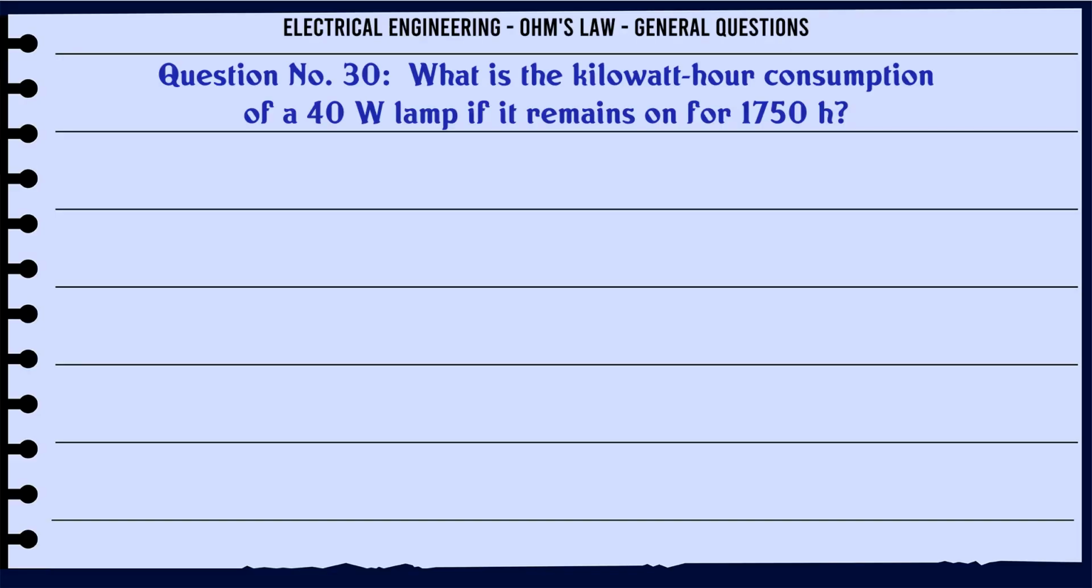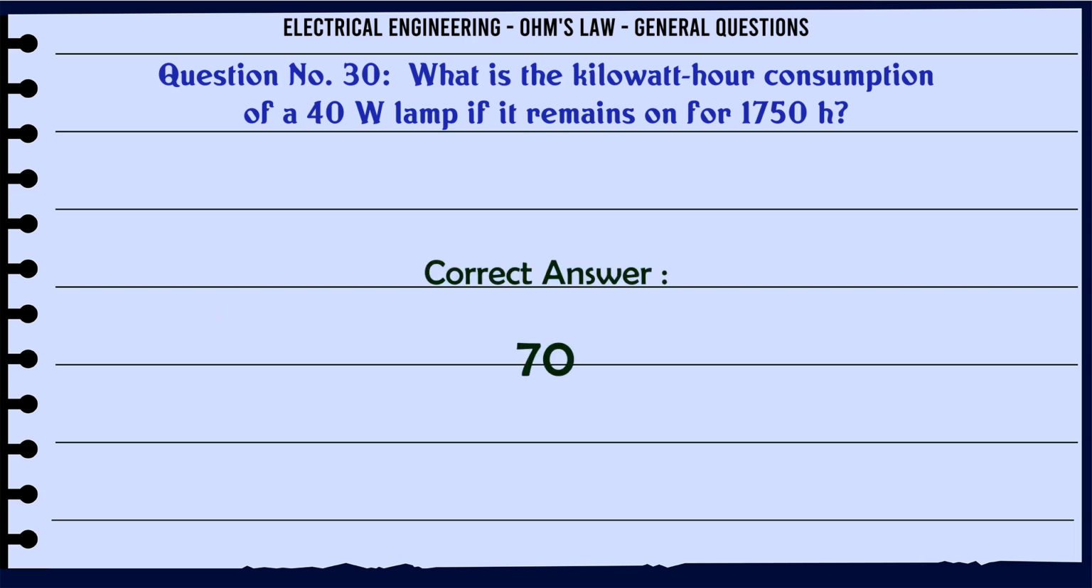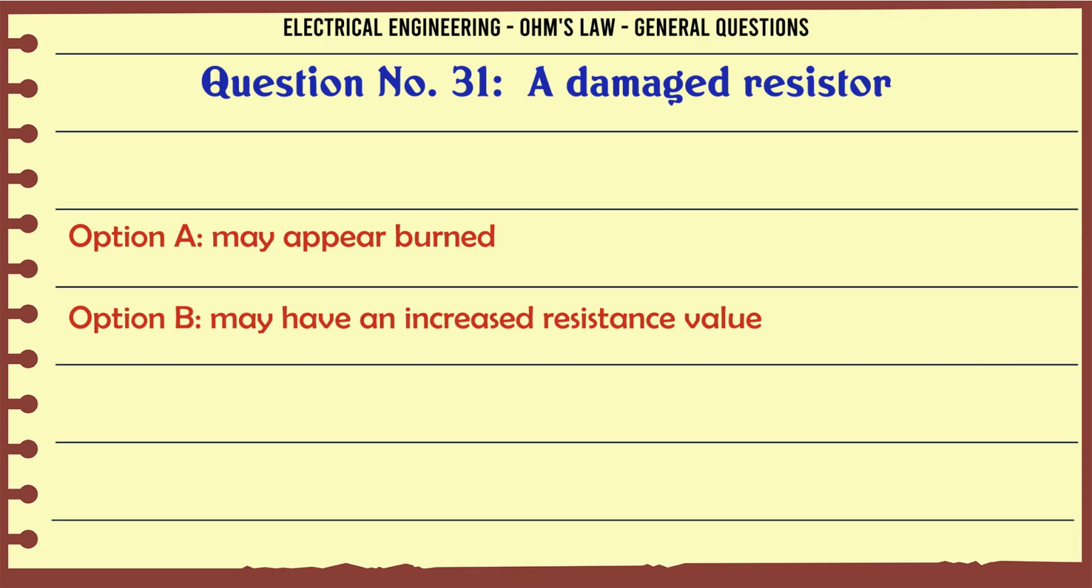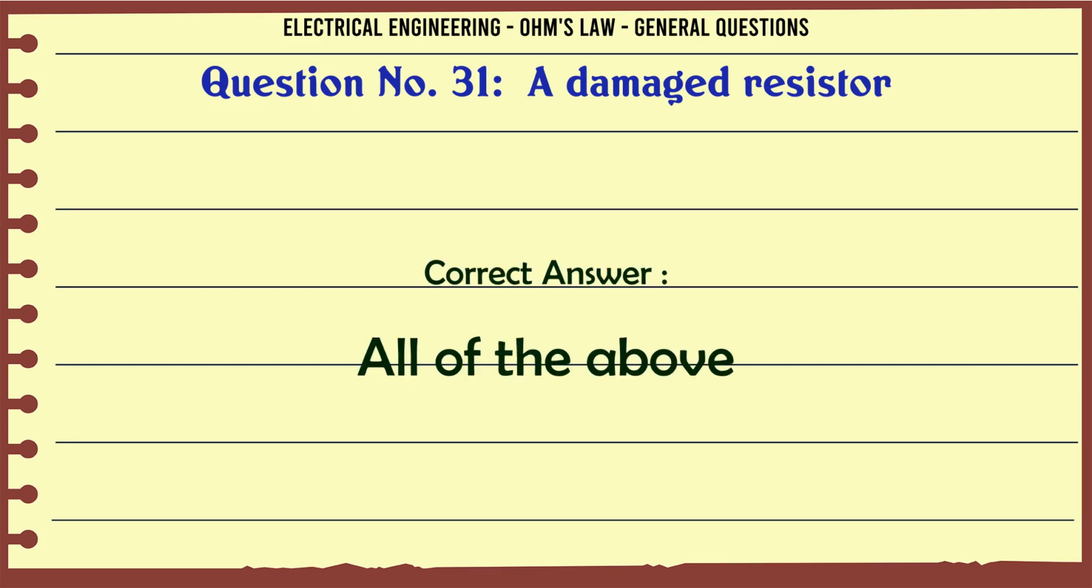What is the kilowatt-hour consumption of a 40 watt lamp if it remains on for 1750 H? A. 43.75. B. 70. C. 43,750. D. 70,000. The correct answer is 70. A damaged resistor: A. May appear burned. B. May have an increased resistance value. C. May be checked with an ohm meter. D. All of the above. The correct answer is all of the above.